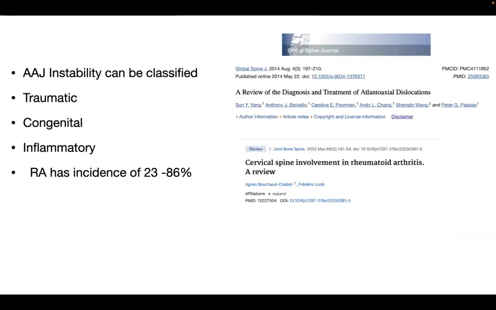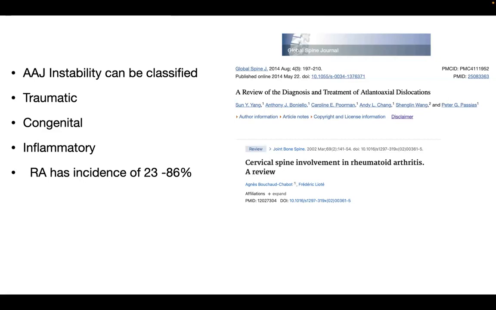Now, coming to classification, atlantoaxial instability can be classified as traumatic, congenital, and inflammatory. Traumatic instability usually occurs in sports injuries, especially in football and rugby. It mainly results from a disruption of the transverse axial ligament. Without any risk factors, traumatic instability is quite rare. The most common cause of traumatic instability is an odontoid fracture, especially the type 2 odontoid fracture.